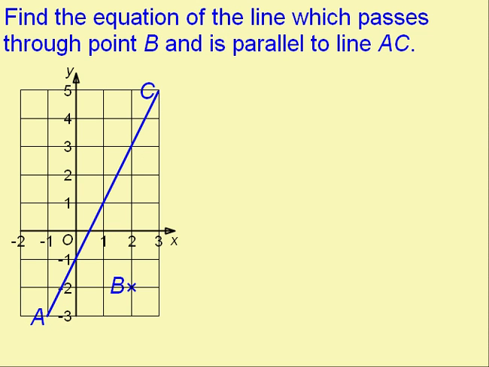Here's one of those for you to try now. Press pause and have a go. When you're ready, press play. Here's the answer.